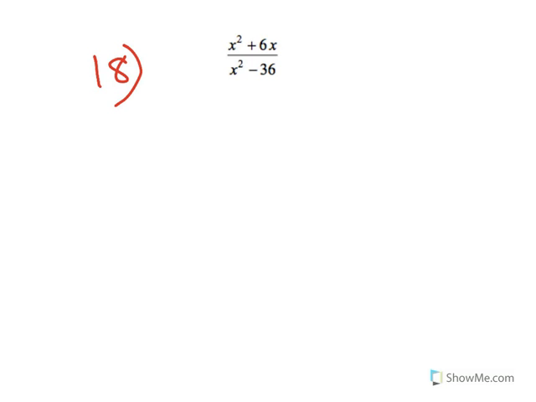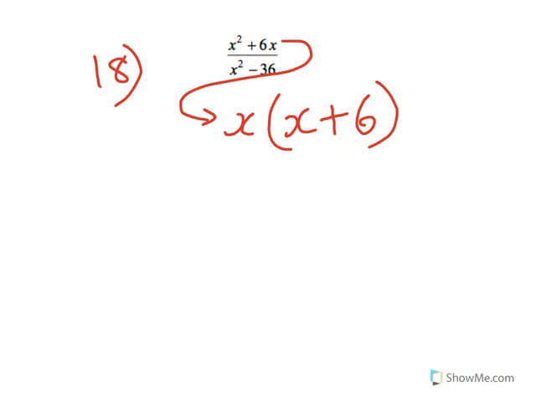Okay, 18 is really simple, just being asked to simplify fully. Now, we'll deal with the top first, and what we're going to get is factorization. Basically, what you do is take the highest common factor between both the terms and then divide each term by the highest common factor. So in this case, the highest common factor is x, and then you divide x squared by x, you're going to get x, and plus 6x divided by x is plus 6.